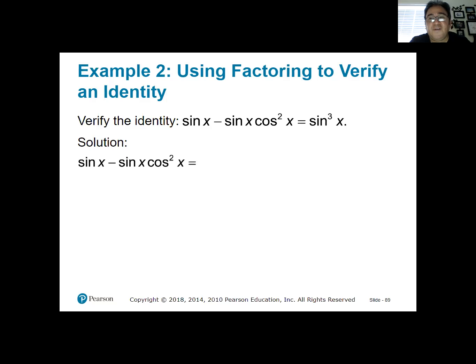I'm going to factor it. I'm going to factor the sine of x out, and that leaves me with, remember, if all I had was sine of x, there's always a 1 there, even though we don't see it. So I'm going to end up with 1 minus cosine squared of x.